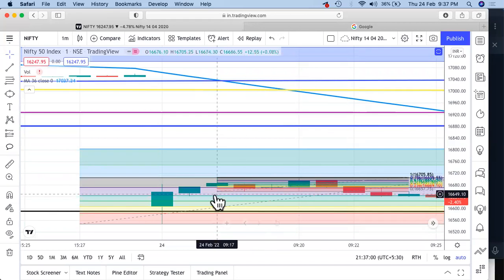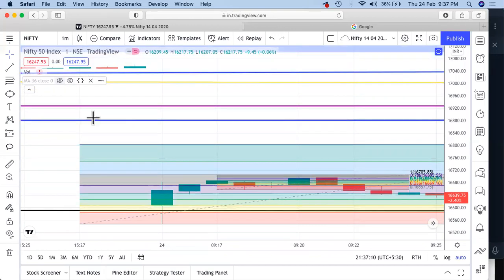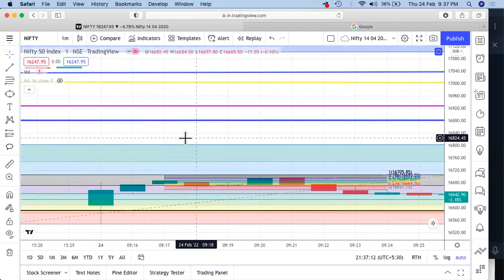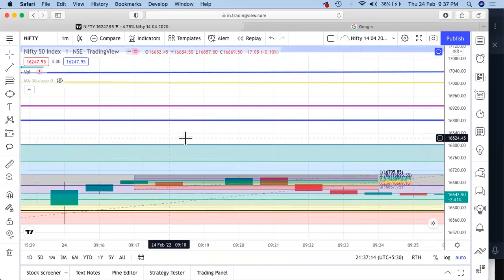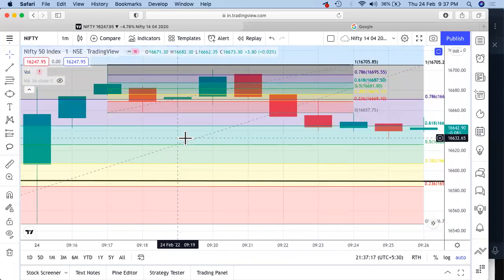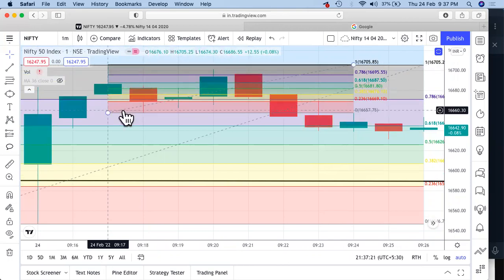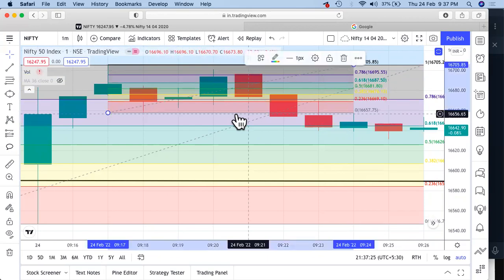Can you just expand it? Okay, at the higher level. See, what happens is I have to do one thing. I'll just remove the moving average and then we'll be able to see this better. Right. So this was the high, this was the low, and after that we saw some kind of movement.